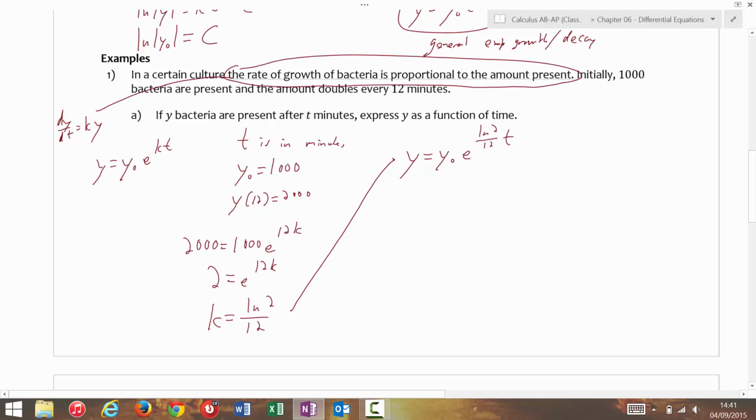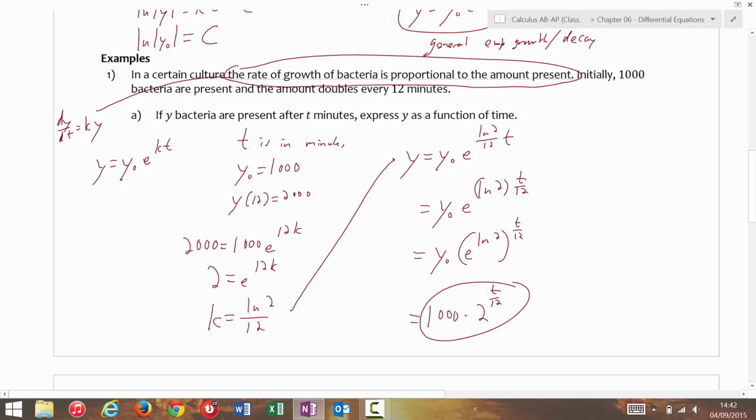Now, it's worth noting how we're going to simplify this. I'm going to break this up into y sub 0 e to the ln of 2 times t over 12. That's the same thing as y equals y sub 0 times e raised to the ln of 2, and then also raised to the t over 12. That is equal to 2, so I get y sub 0, and I know y sub 0 was 1,000, so I put 1,000. e to the ln of 2 is the same as the number 2, to the t over 12. And that's my final: y equals 1,000 times 2 to the t over 12.